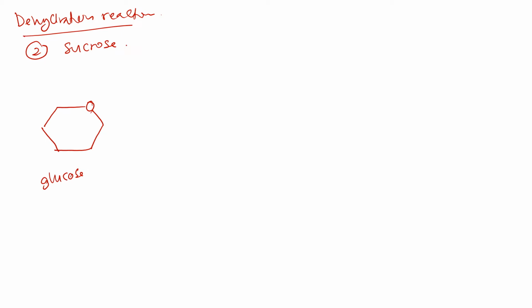You draw a straight line at each corner. Right, so you number the carbon atoms 1, 2, 3, 4, 5 and 6. You put all the atoms for each of the carbons: hydrogen, hydroxyl, hydroxyl, hydroxyl, and the other hydroxyl, CH2OH.